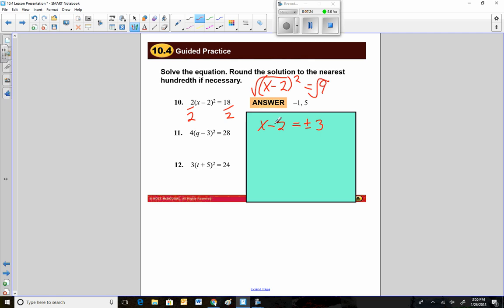Okay? Now move the 2 over so we can get x by itself. So x equals plus 2, plus 2. So we write 2 plus or minus 3. So we get 2 answers. If I do 2 plus 3, I get 5. 2 minus 3, I get x equals -1. So that's why there's 2 solutions.